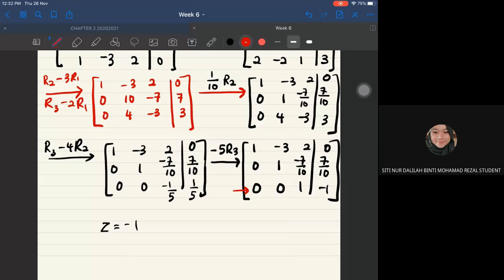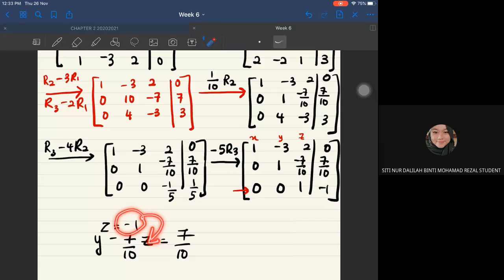Okay. So next, we go to the equation in the second row. X is zero, so there is none. Y is 1. So you will have Y minus 7/10 Z equals 7/10. And you know that your Z equals -1. So substitute -1 right into here and move this value to your right hand side. So you will get Y equals 0.